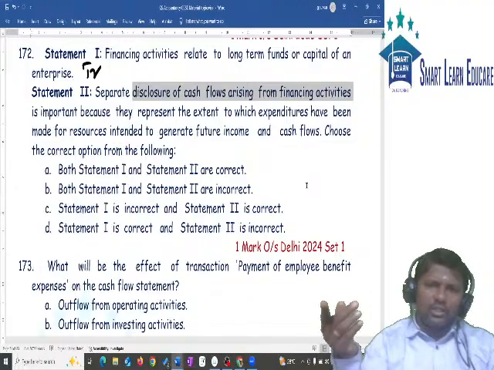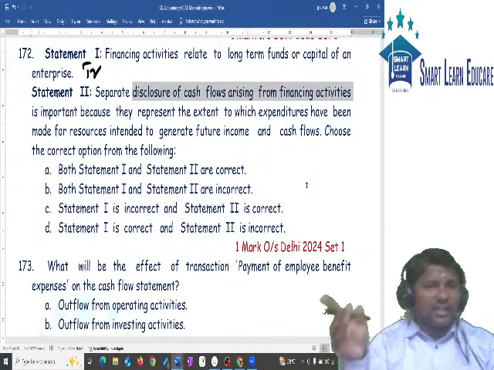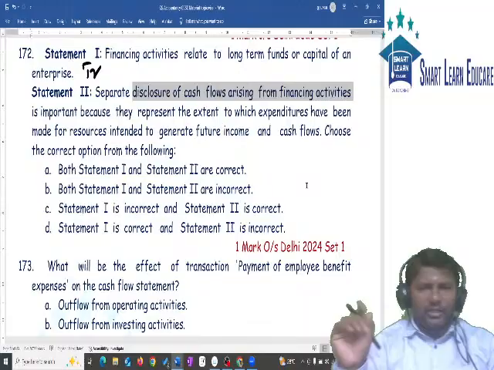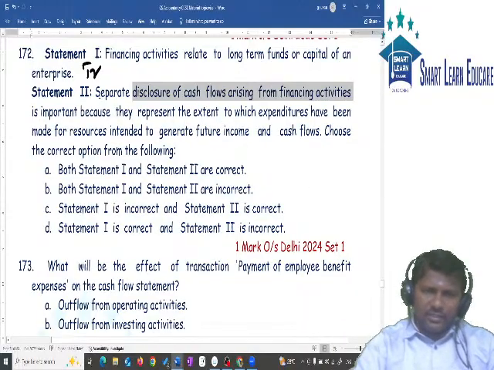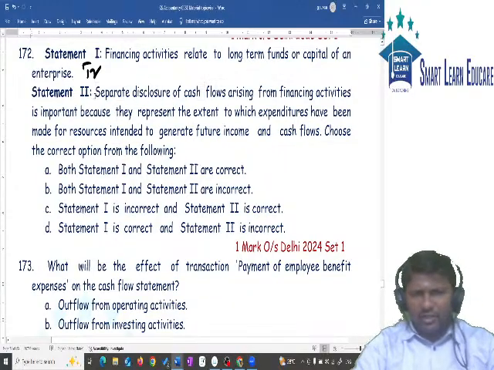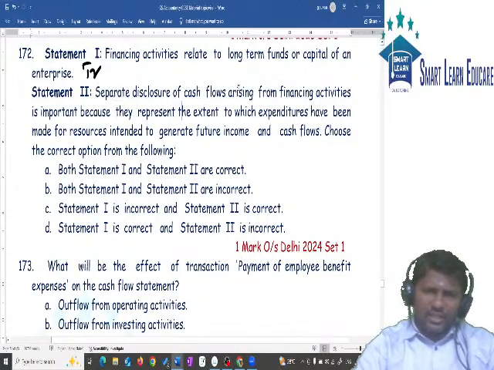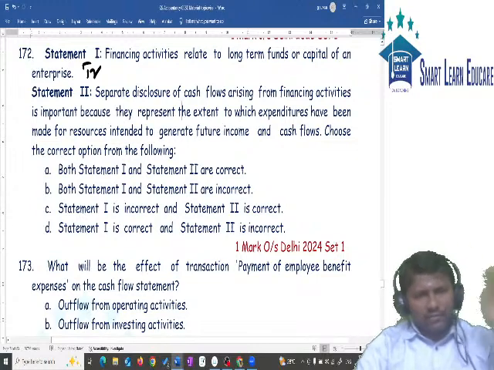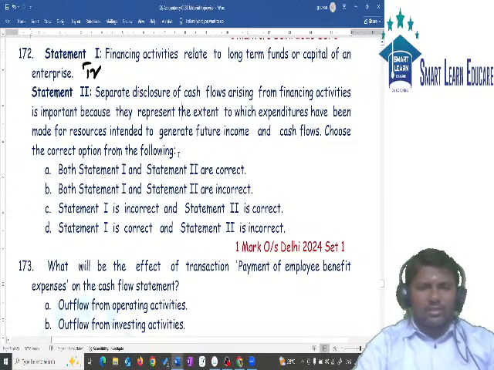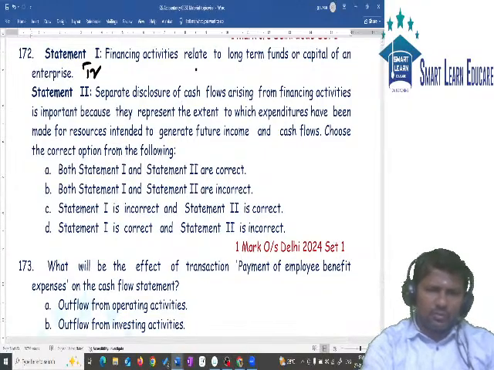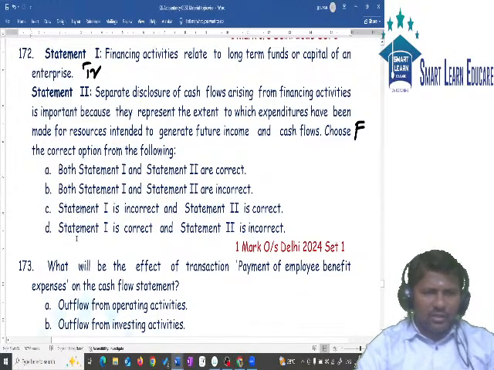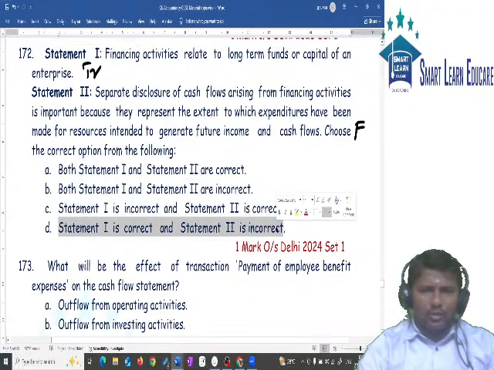Not only this financing activity alone will be disclosed separately, because here they are telling separate disclosure of cash flow. Not only financing, we will show operating, we will show investing, and also we will show the financing. So first statement is true, but second statement is not true. Second statement is false. So answer for this question, statement 1 is true and statement 2 is false.